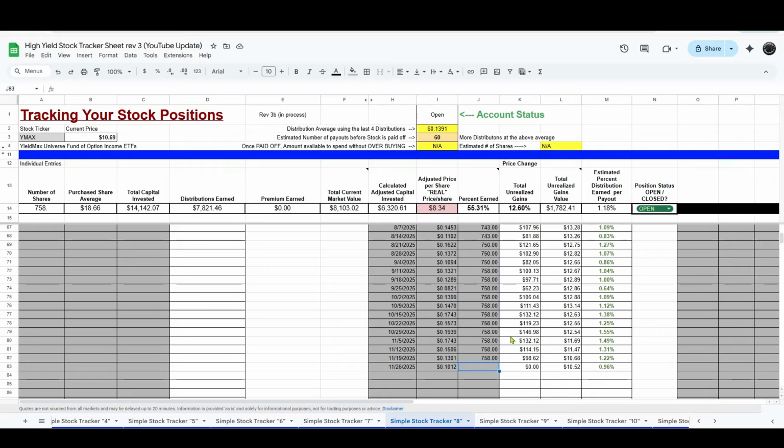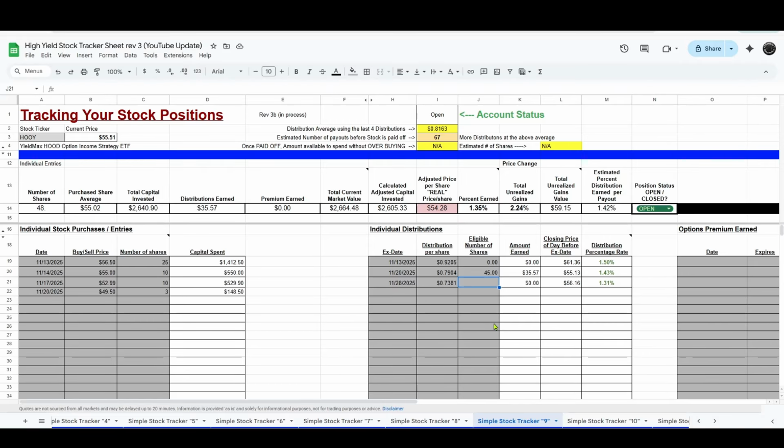YMAX, I got 758 shares that I can account for, and my real price per share of $8.34 now becomes $8.24. And it looks like I've got about 60 more distributions, and YMAX will get paid off, so just over a year, and then that would be free and clear money coming in on shares that I do not even have any money tied to.